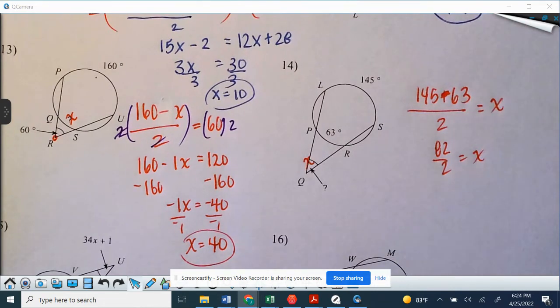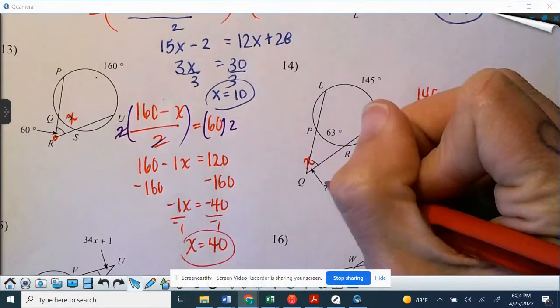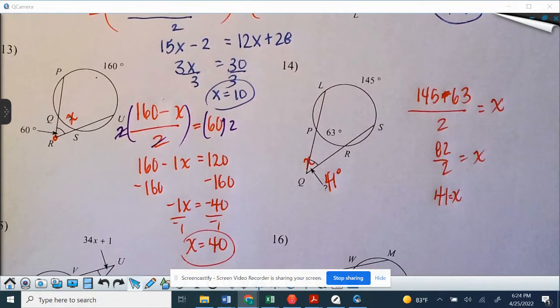So 82 divided by 2 is 41. So our angle measure is 41. So it's 41 degrees for that angle.